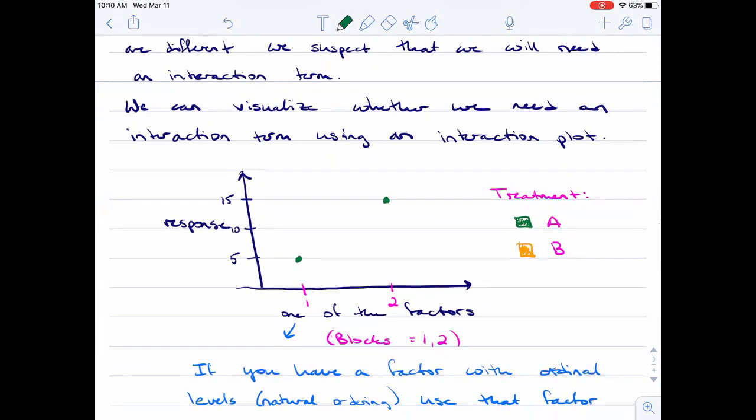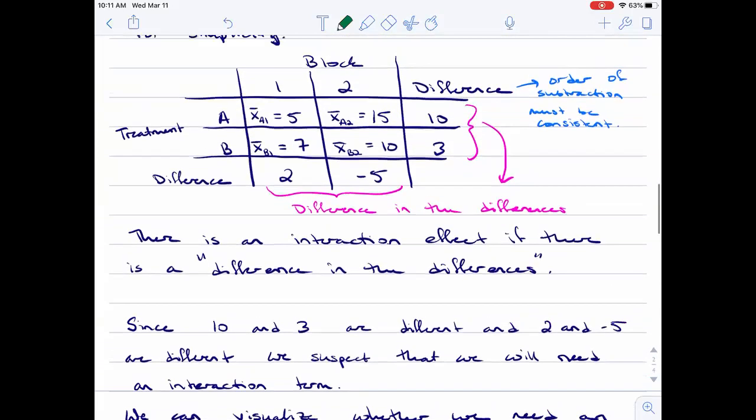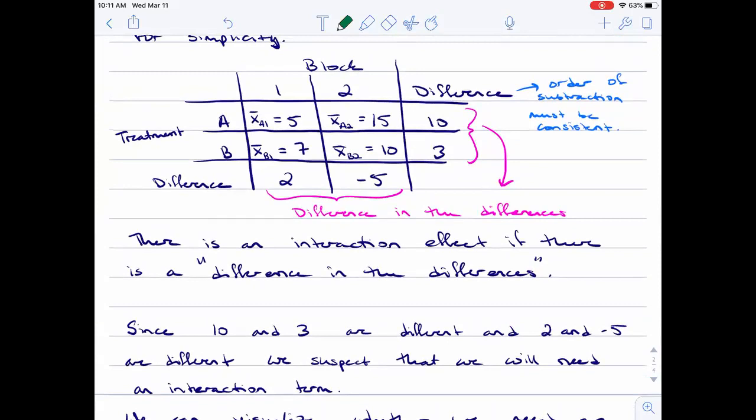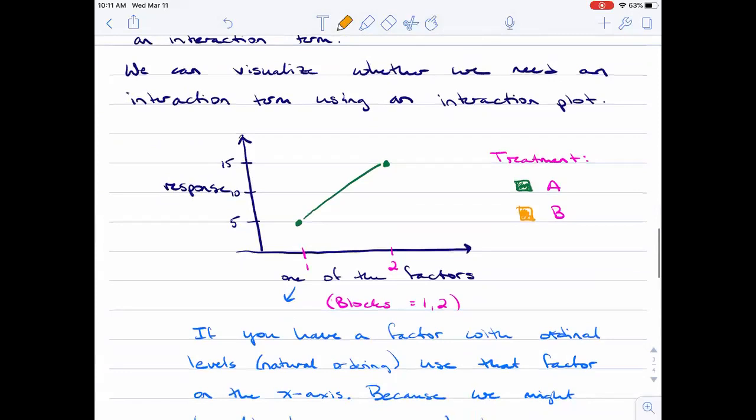To see how things behave, we don't draw a trend line, we connect them with a line. So we're just going to draw a line between these two to see how they move. Of course, if we have more than 2 levels of the blocks, we would just keep plotting and connecting with the line, to see how it behaves. But we're just focusing on the most simple case. For treatment B, I started with a mean of 7, and then I went to a mean of 10. My lines aren't that straight, but I think you get the idea.